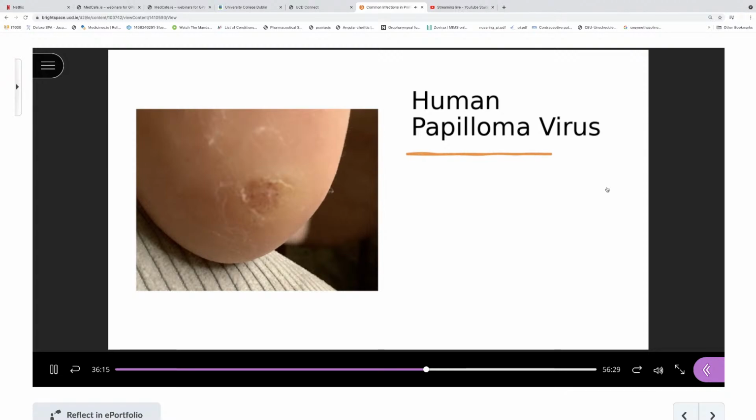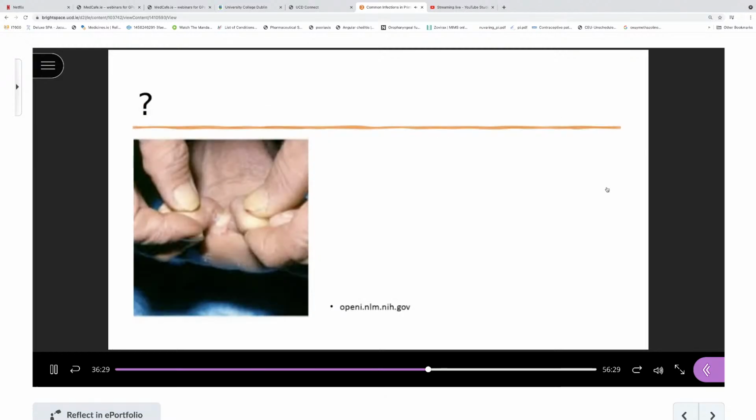Of course, this virus also causes genital warts, different subtypes of it, and it can cause changes in the cervix and also in a genital area, which can increase the risk of certain cancers.